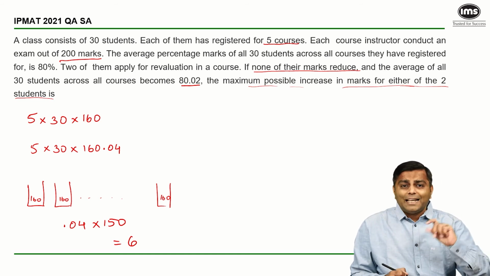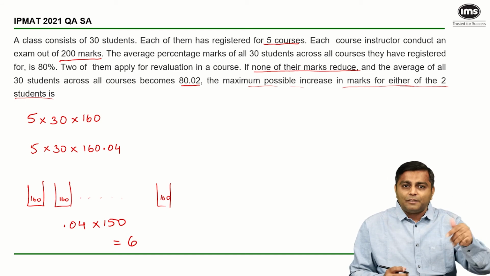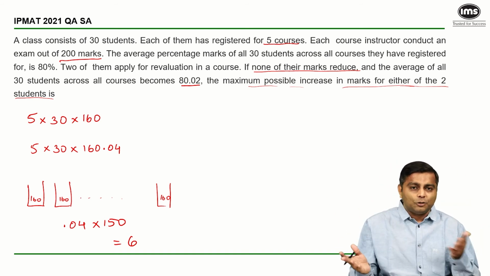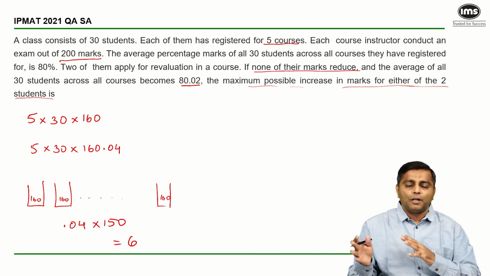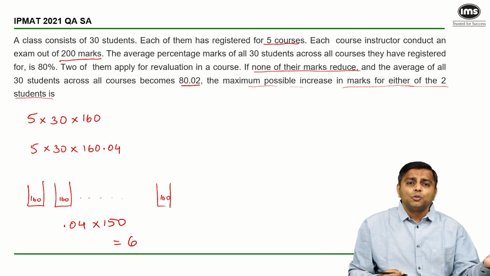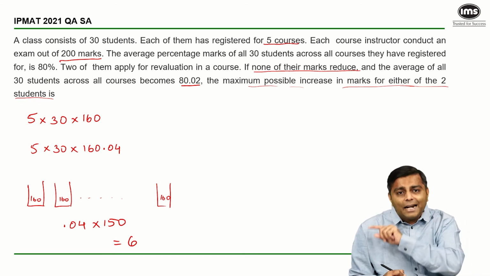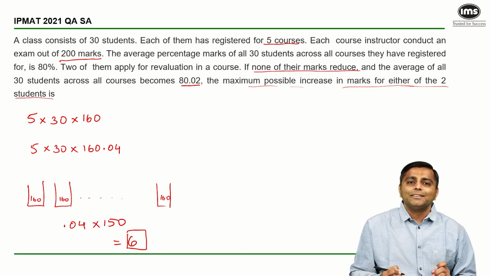Either of the two students. As I told you earlier, one student could have got 0, which means there is no change, and the other could have got 6. The total increase is 6. So it is possible that 0 and 6, 1 and 5, 2 and 4, and so on and so forth. Because we want to maximize the increase for one, we can say that the other student did not have any change in the marks, and hence for the student who had the change, the maximum possible increase is 6 itself. So the answer is 6.